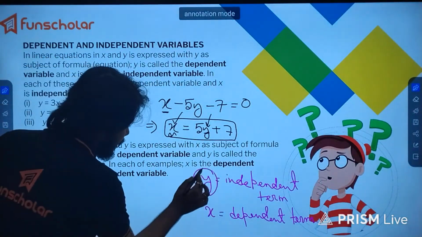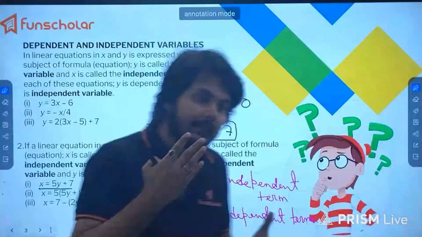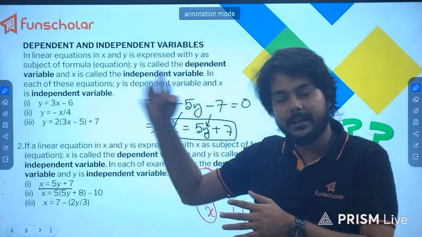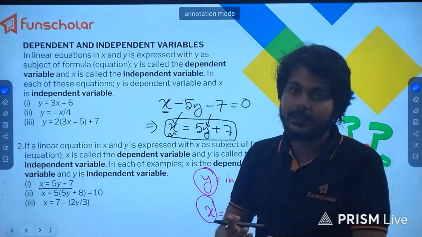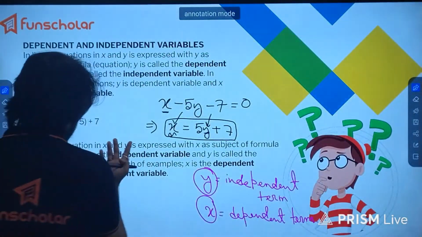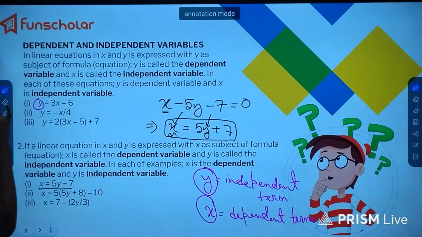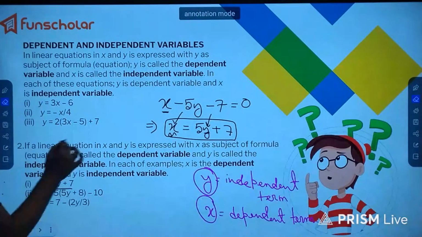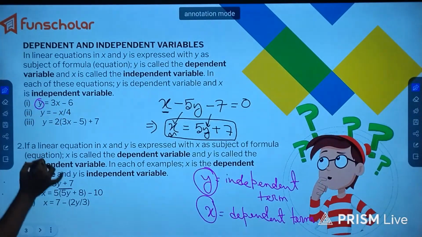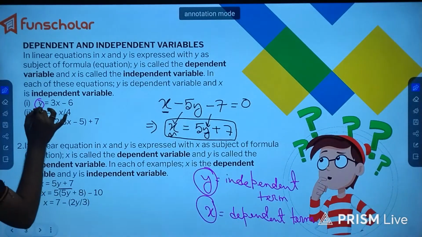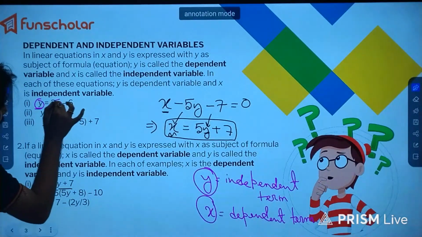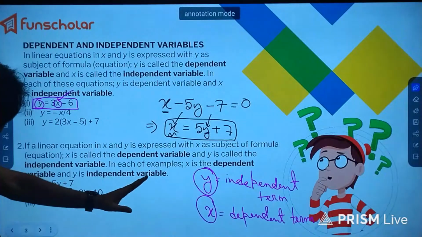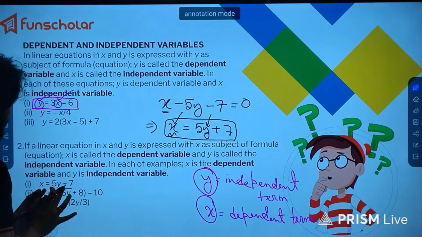Okay, so we can represent an algebraic equation in terms of x, and we can represent an algebraic equation in terms of y. So it totally depends on whether it has been expressed in terms of x or in terms of y, because in this case y is our dependent variable. The value of y is completely dependent on x. So in this scenario, x will be our independent variable and y will be our dependent variable.